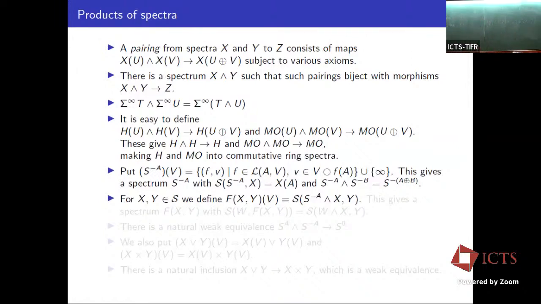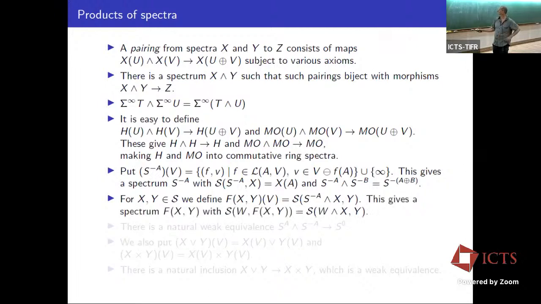Okay, so now I started with two spectra here, and then I've got a functor for every V here, so this actually gives me a spectrum F(X,Y), and it's a kind of internal Hom object in the sense that morphisms of spectra from W to F(X,Y) biject with morphisms from W smash X to Y. So by analogy, we had S to the A smashed with S to the B is S to the A plus B, and S to the minus A smashed with S to the minus B is S to the minus A plus B. And so you might hope that S to the A smashed with S to the minus A is isomorphic to S0. That's not quite right.